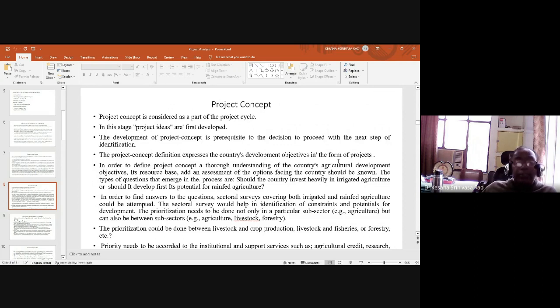Project ideas are first developed. Without an idea, there is no project. Without having any problem, there are no ideas to resolve it. So, in that way, first of all, there are some ideas. How you are going to formulate those ideas, that is most important. The development of project concept is a prerequisite to the decision to proceed with the next step of identification.